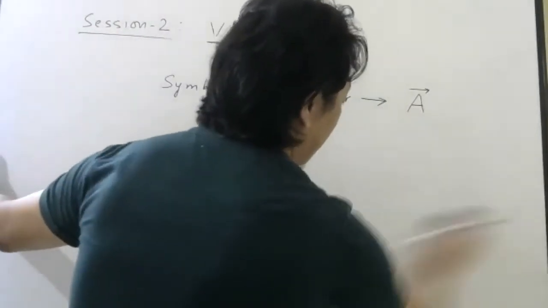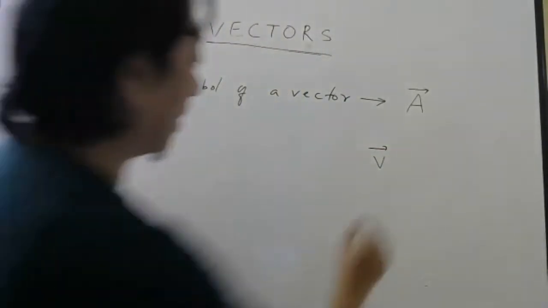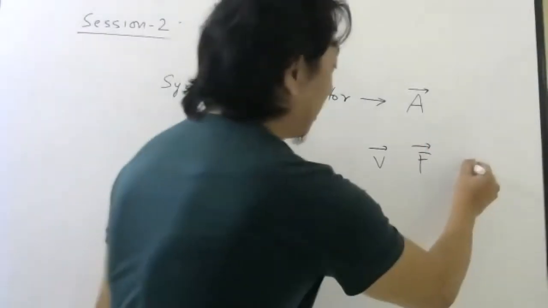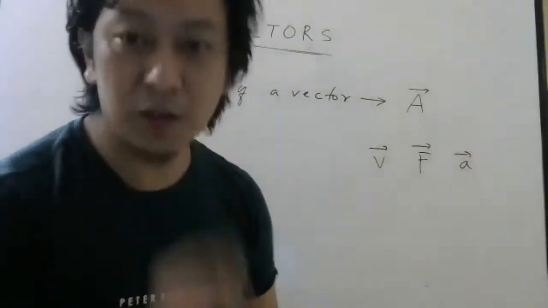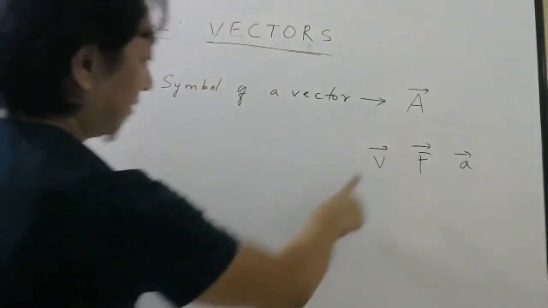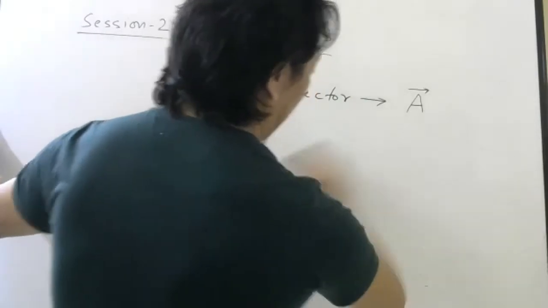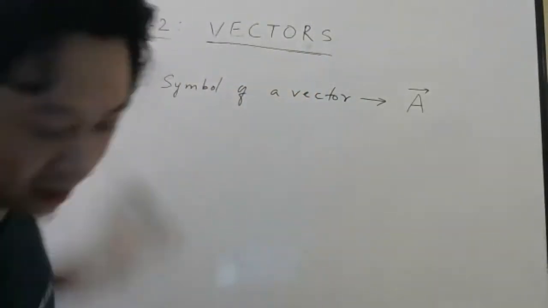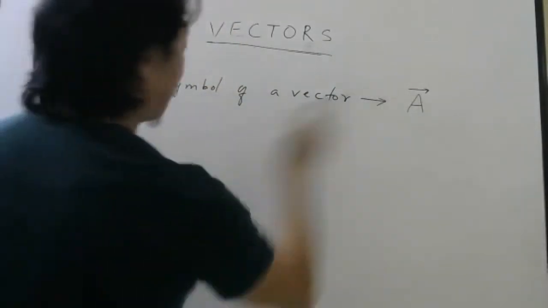If it is a velocity vector, we may write v bar. If it is a force vector, we may write f bar. If it is an acceleration vector, we may write a bar like that. So depending on the particular quantity, we may change the letter. But right now we are trying to study in general, so I am writing simply A. So this is how we write the symbol of a vector.